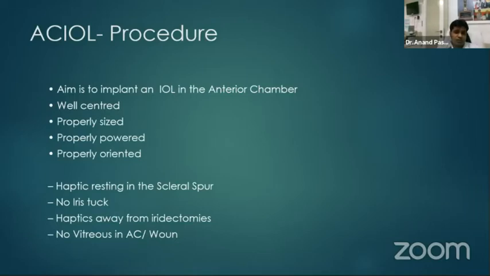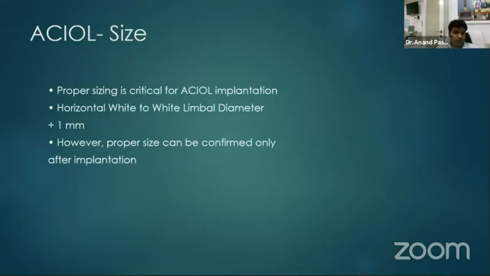The aim is to implant an anterior chamber IOL which is well centered, properly sized, properly powered, and properly oriented, so that the haptic rests in the scleral spur, there is no eye stuck, the haptics are away from the iridectomies, and there is no vitreous in the anterior chamber. Coming to sizing, proper sizing is important. It has to be oversized by 1 millimeter than the white to white limbal diameter. However, we can't actually assess the appropriate size unless we implant it. So sizing is a secondary concern, but it has to be 1 millimeter more than the white to white.